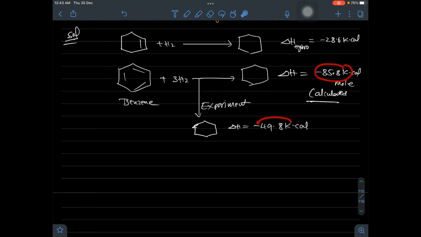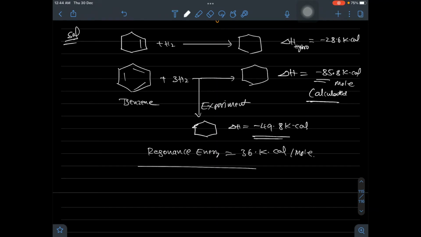85.8 to 49.8 kilocalories. If you remove the resonance energy, the difference between these two values is what? 36.36 kilocalories per mole. This is the resonance energy of benzene.